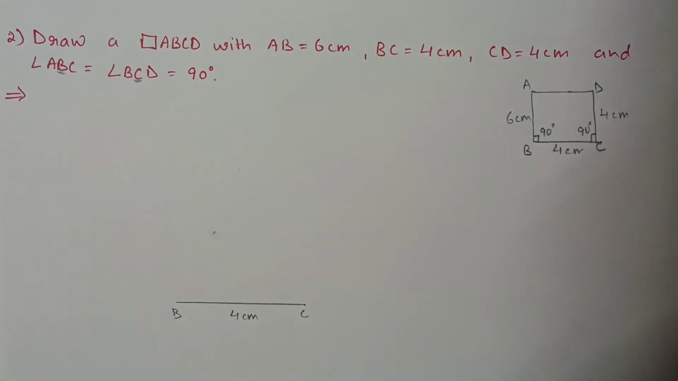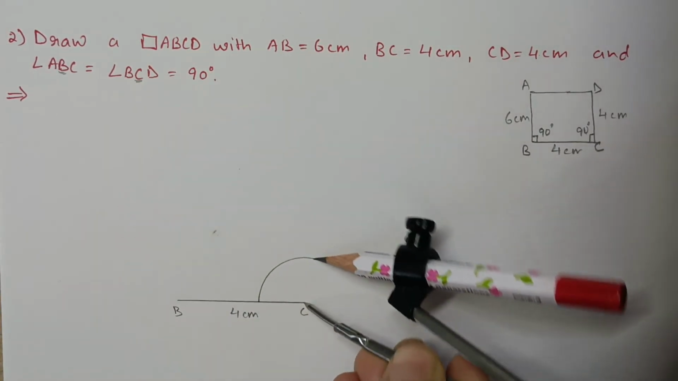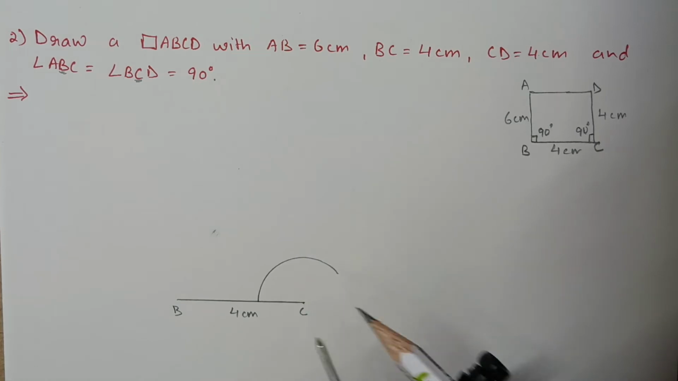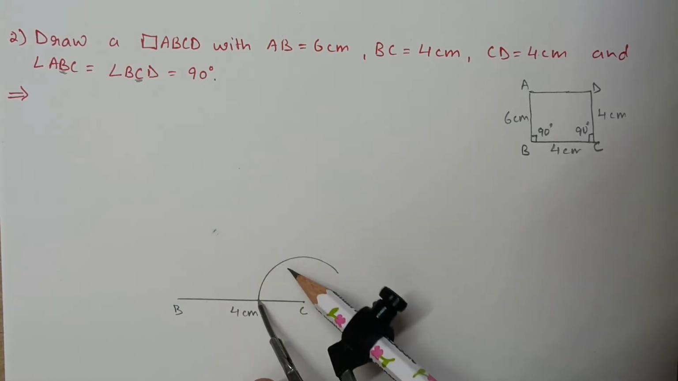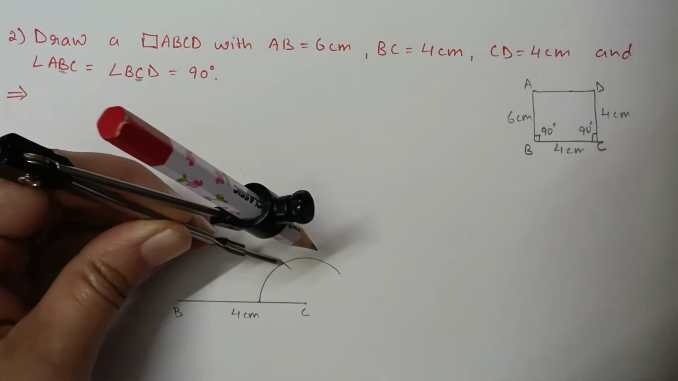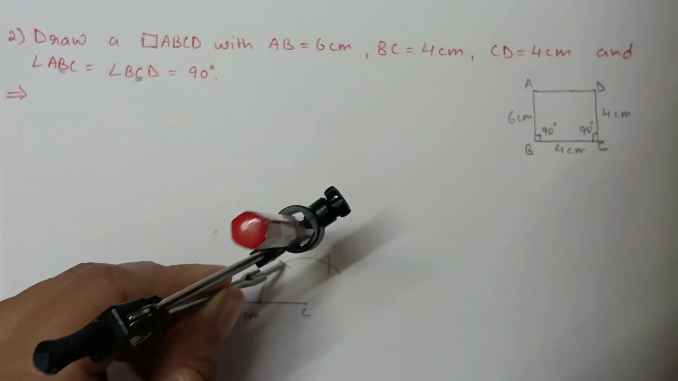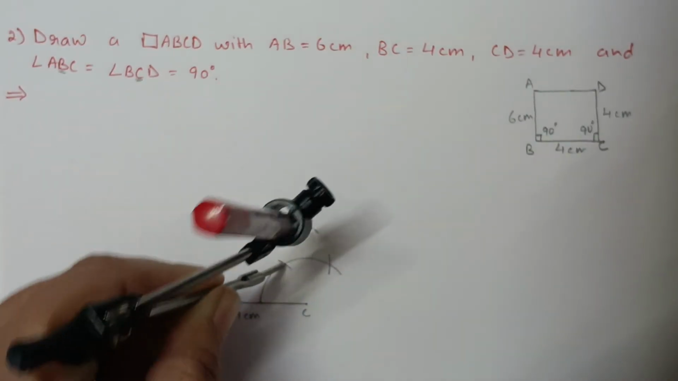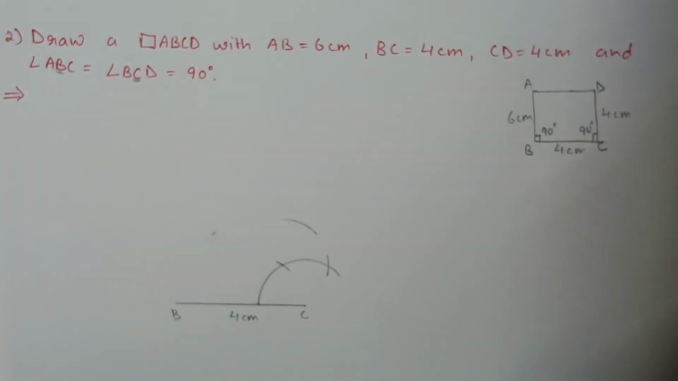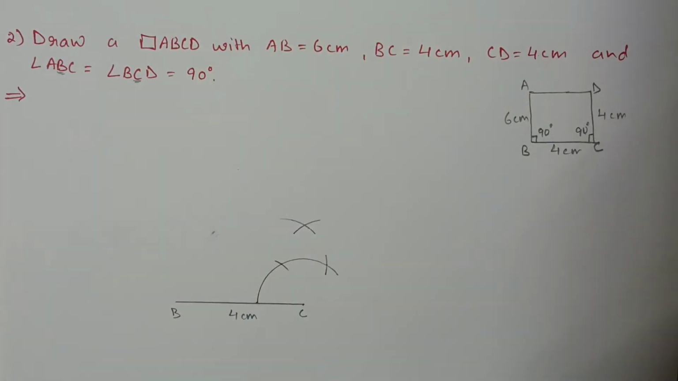After this, on B and C we have to construct a 90 degree angle. So first, at any one point, construct the 90 degree. First semicircle. Then the first arc is 60 degree. From the first arc, the second arc is 120 degree. Bisect 60 and 120 degree. So you will get a 90 degree angle.